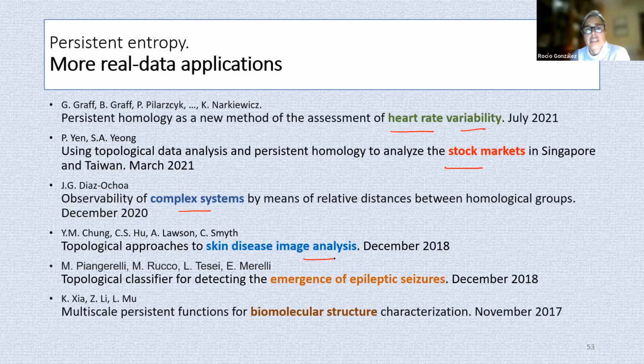Also in medicine, there is another use of persistent entropy to distinguish skin diseases. Another one in medicine is to detect epileptic seizures. And in biology, there is another one for biomolecular structure characterization. So we can say that persistent entropy can be considered very adaptable to the application and versatile.